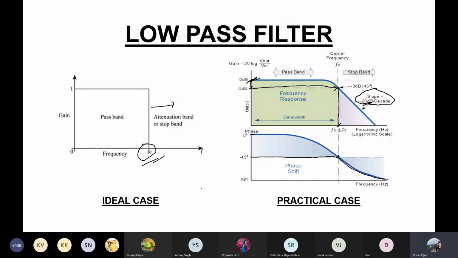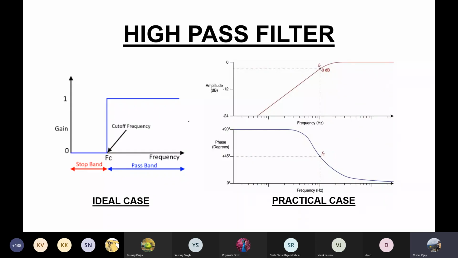All right, and this is our high pass filter. At the cutoff frequency of a high pass filter, there is a sharp turn. It will allow frequencies after FC, and it will not allow them before this. So this is the stop band and this is the pass band of a high pass filter. And in the practical case, at the cutoff frequency the response is minus 3 dB. All right, this is the minus 3 dB point.